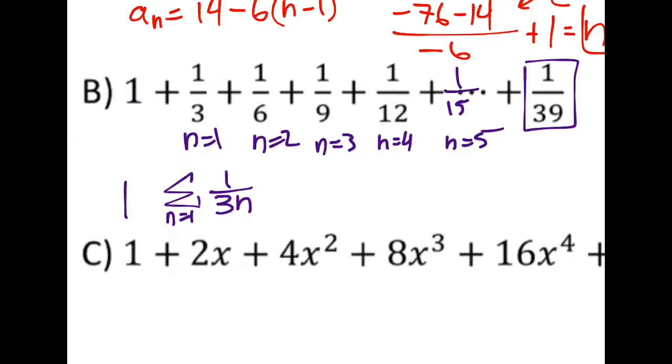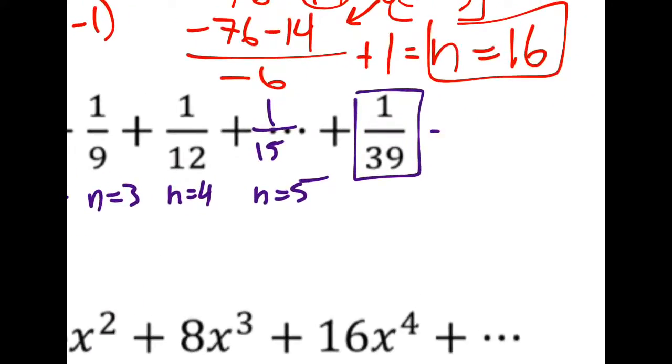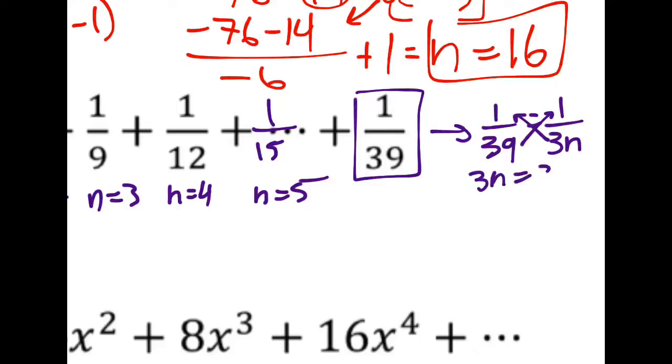So let's just do 1 plus this sigma. And so 1 plus that sigma there, but we need to know how far do we go. And so for that, we need to use this term. If 1 over 39 is in the form of 1 over 3n, let's figure out what n is. So let's solve for n. So we could cross multiply, and we could say 3n equals 39, which means that n equals 13.